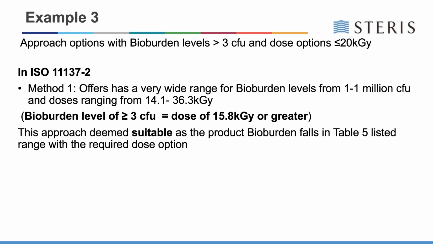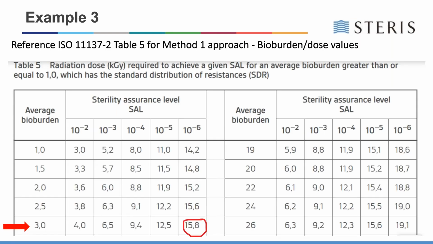So the additional approach options available for 3 CFUs with a dose of less than 20 kilograys, looking at the ISO 11137-2 method 1, again gives us a wide range of bioburden levels and doses. 3 CFUs gives a dose of 15.8 kilograys. This was determined to be a very suitable approach for the product. And if we look here, table 5 again, we have 3 CFUs and our 10 to the minus 6 SAL at 15.8 kilograys.